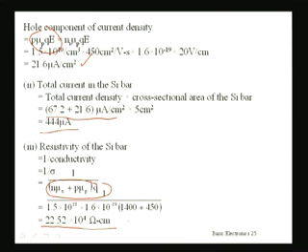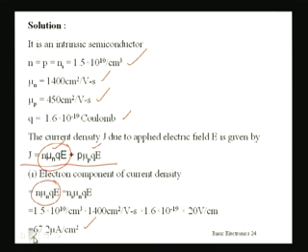So in this example we have used only one equation, that is the current density equation. The rest of the things are found out just from that.